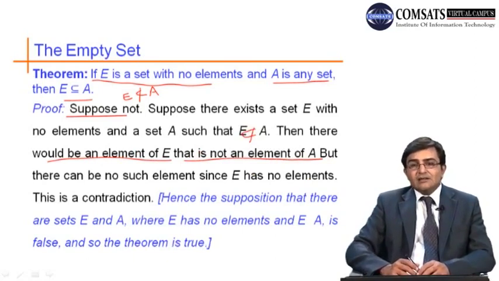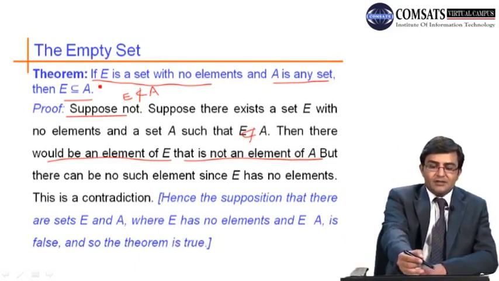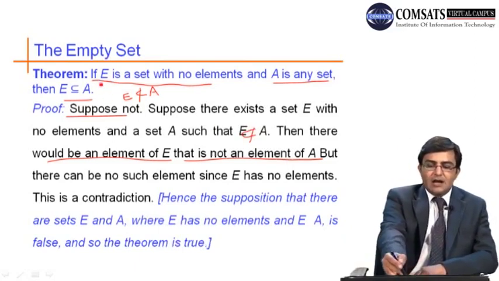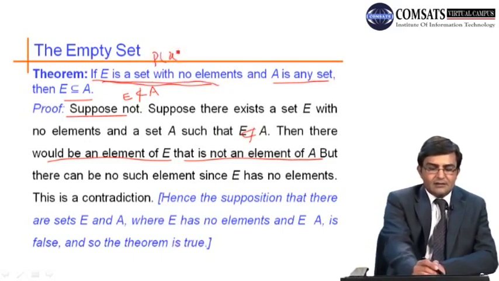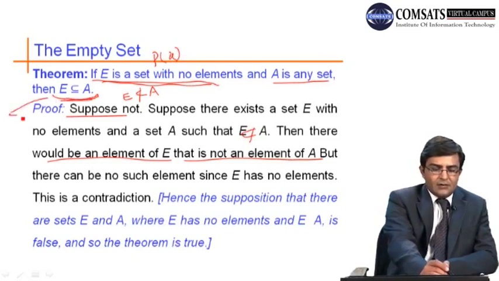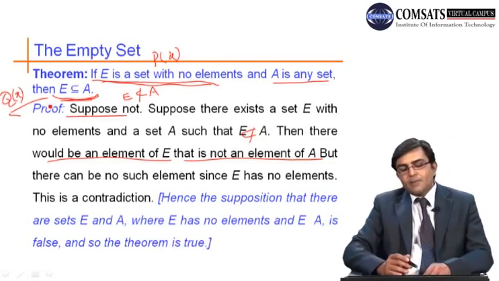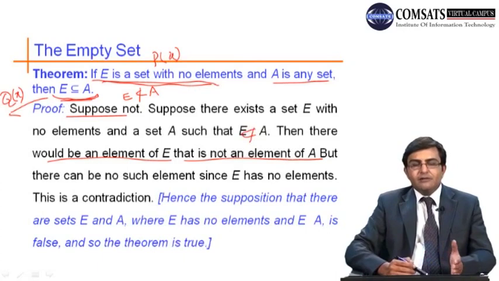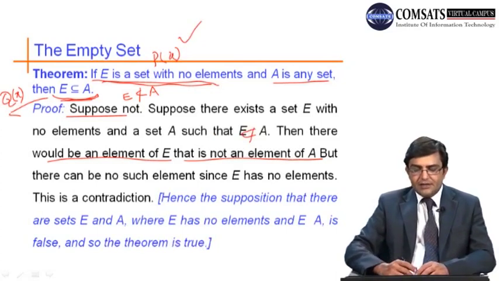But we know that there is no element in E by definition, by the hypothesis here. This is basically the P of x, and this is the Q of x in the universal conditional statement: if P of x, then Q of x. So we have supposed that the Q of x is false here. But the hypothesis is always true in universal conditional statements; we suppose them always true.